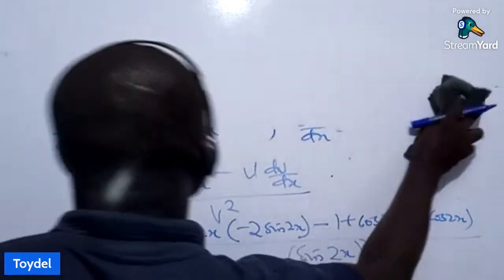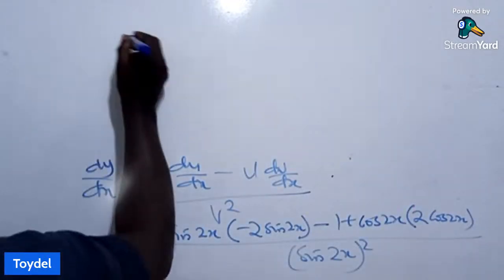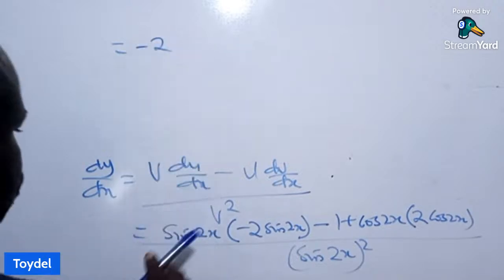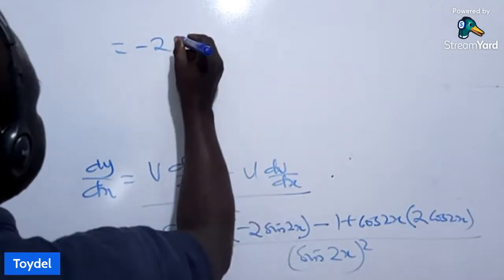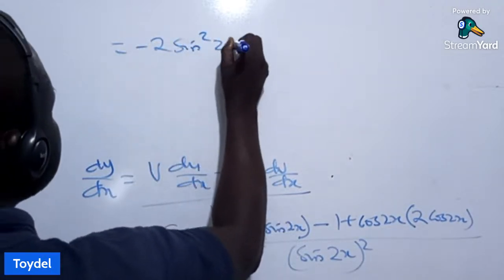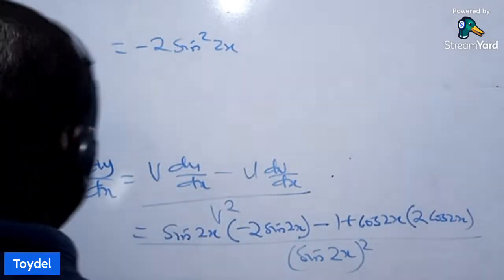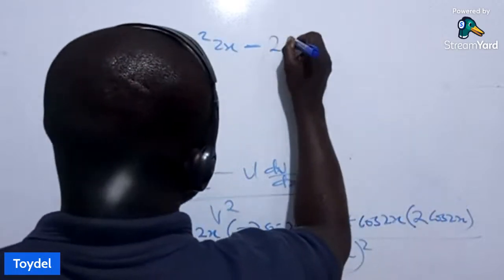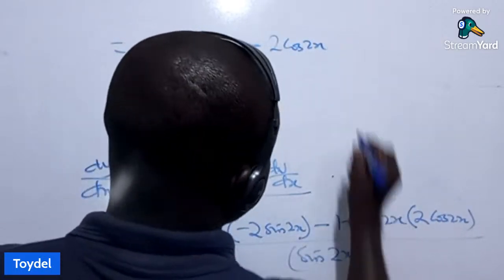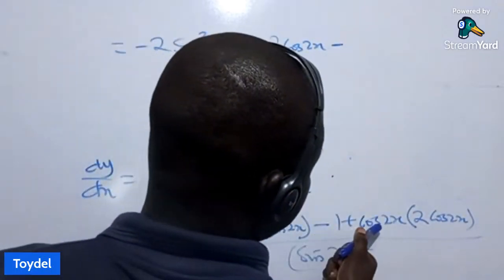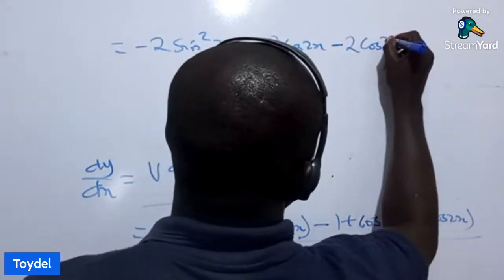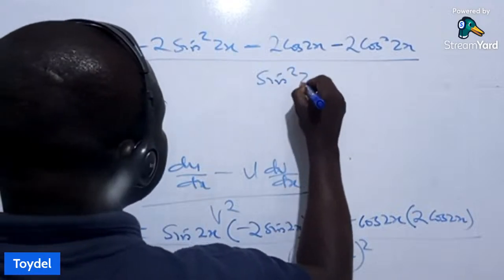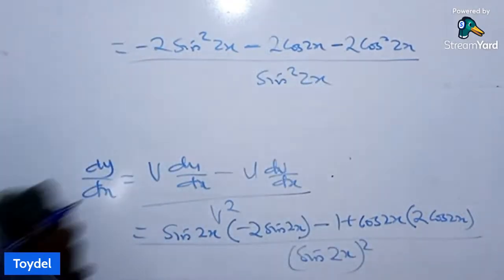So we simplify further. From there, if I open up, I'm going to get minus 2 sin 2x multiplied by sin 2x. That is minus 2 sin square 2x. That's what I'm going to get there. I'll get minus 2 sin square 2x minus 2 cos 2x, then minus, this will be 2 cos square 2x. Everything all over sin square 2x. That's what I'm going to get at the denominator.